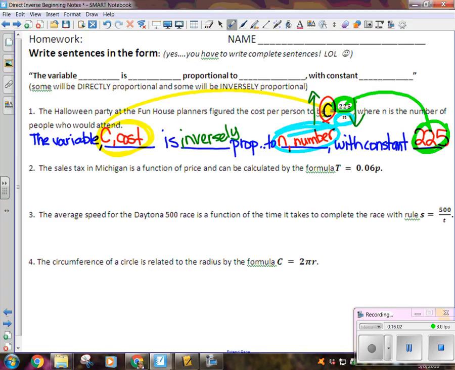The cost was mentioned first, and the number was mentioned in my second one. And then you have to decide. You only have two choices for blank proportional. It's either directly proportional or inversely proportional. Now, that was a little bit of writing, right? You can do it, can't you? Okay, let's do at least one more.